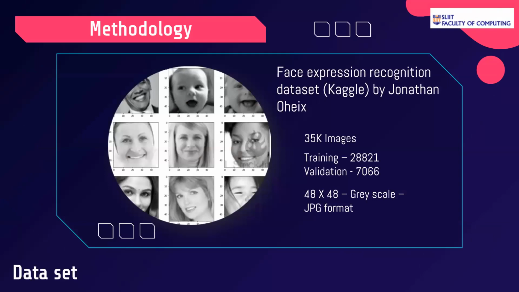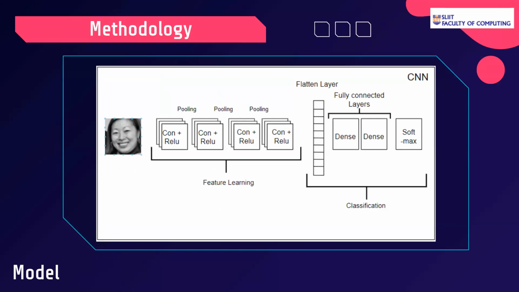So we came up with a deep learning based solution, and we need an emotion detector for it. We need a model. So we used a face expression recognition dataset by Jonathan Hicks, which was on the Kaggle website. There are 7 classes such as happy, sad, surprise, etc. We used a convolutional neural network to build the model.